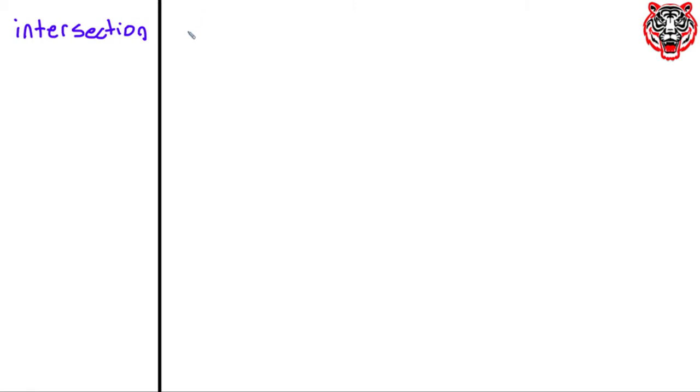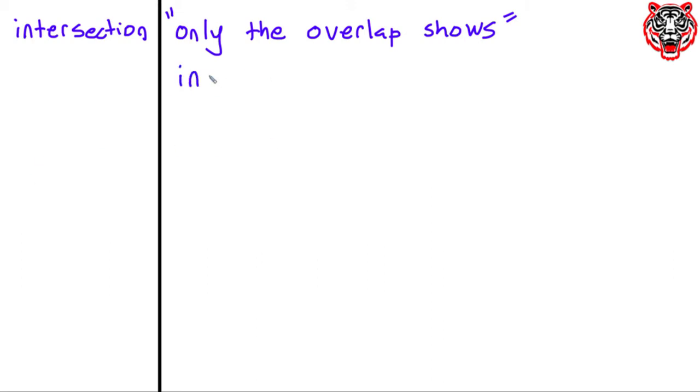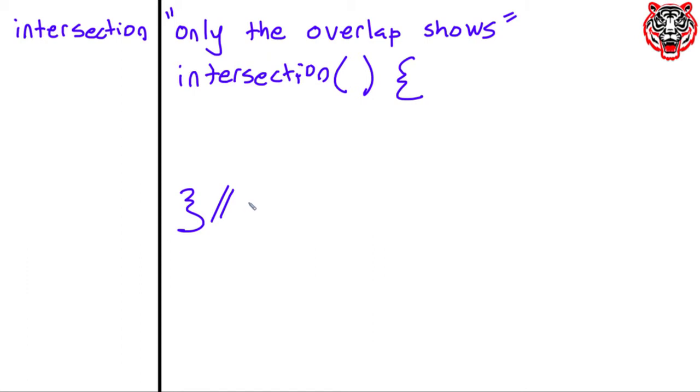All right, intersection. What does it do? Only, and I'm going to put this in quotes because it's not superficial, only the overlap shows. There we go. Only the overlap shows, and it's the same type of code setup. You type in intersection, and then you do parenthesis, then you start your curly brace, and then you end your curly brace, and then if we're being formal about it, we'll do a comment, and we'll say end intersection.